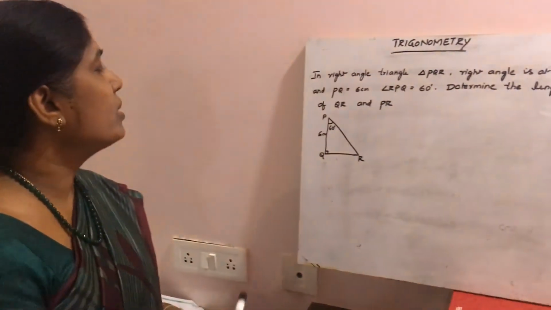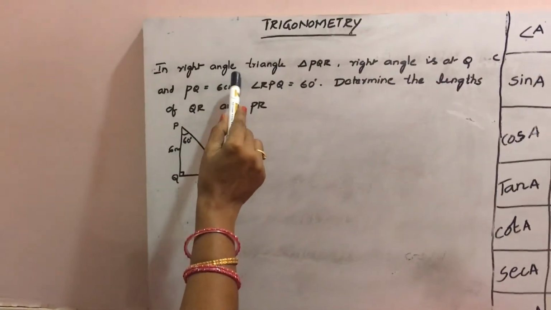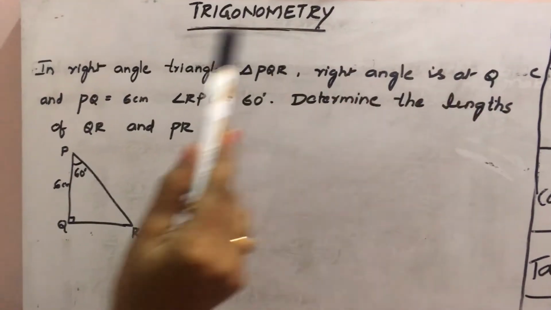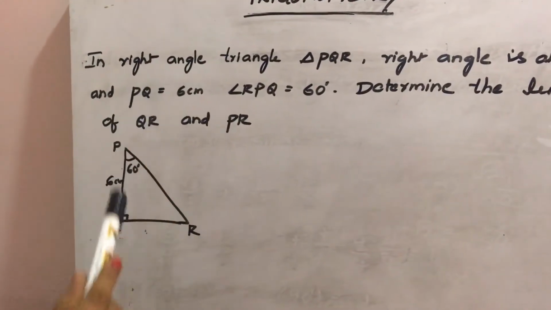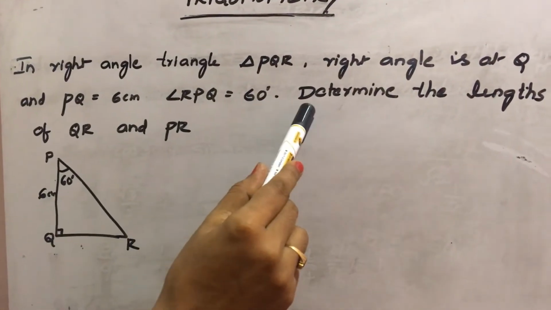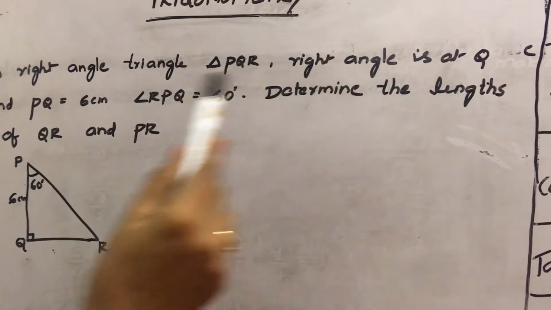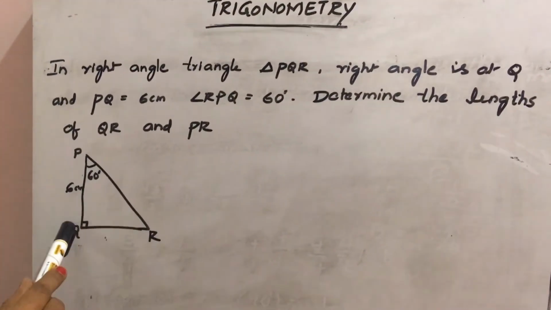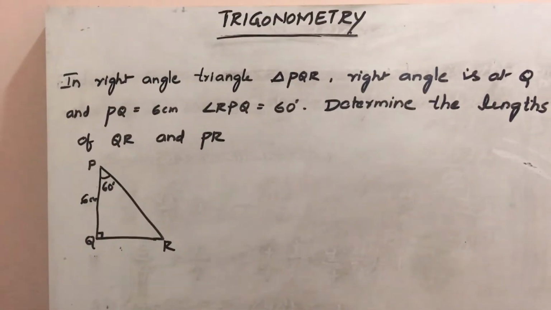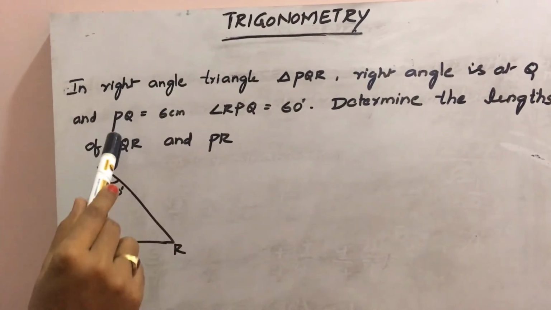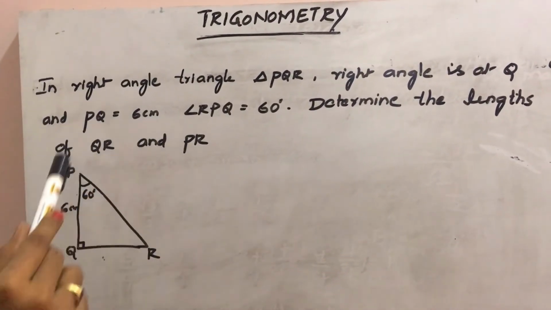If the problem is given like this, in right angle triangle PQR, right angle is at Q and PQ is equal to 6 centimeters. Angle RPQ is equal to 60 degrees. Determine the lengths of QR and PR. For this, we have to draw a right angle triangle like this, which is right angled at Q. What is given? PQ is given as 6 centimeters.